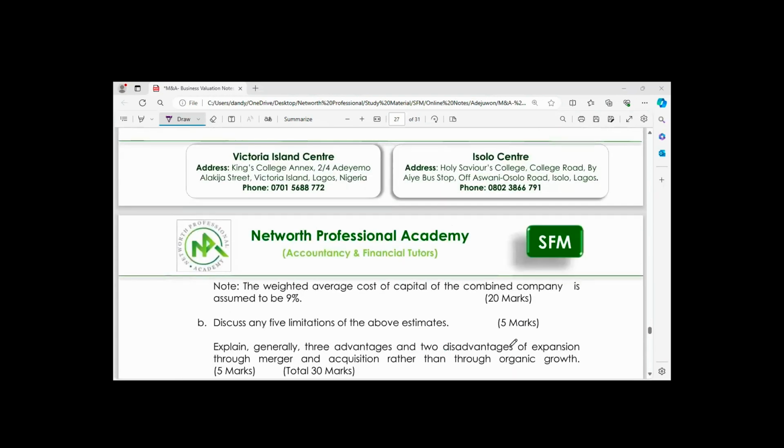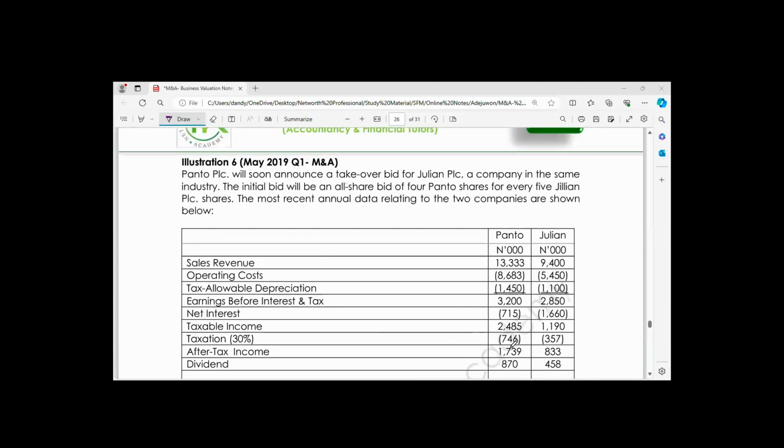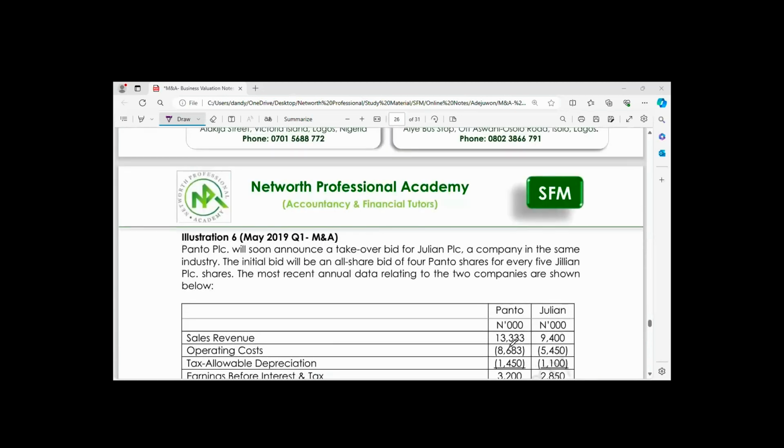I need somebody to read for me, please. Illustration number 6. And we need to be as fast as possible so that we don't extend beyond the normal time. So who will help us to read? Who will help us? Illustration 6.